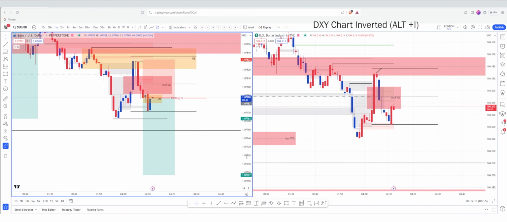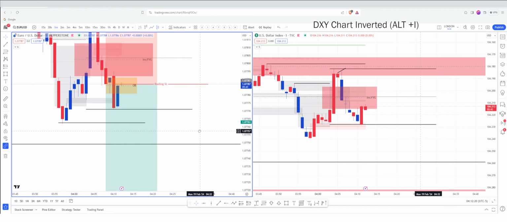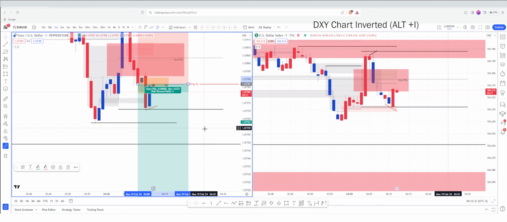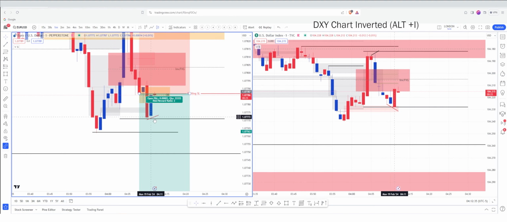You can see we did have SMT. The Dixie broke this low, whereas the Euro didn't. It created a higher low. So this is SMT at this point. Again, an indication, bullish SMT, that potentially the trade isn't going to play out as we would expect.